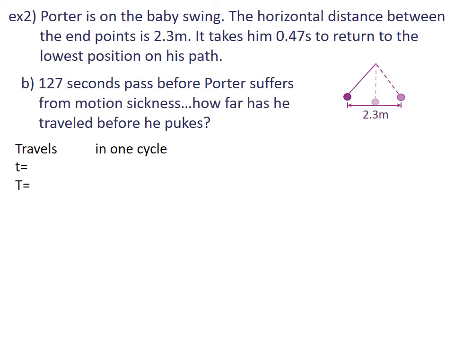Now for part B. 127 seconds pass before Porter suffers from motion sickness. How far has he traveled before he pukes? Going all the way from the back to the front is 2.3 meters, but that's only half of a complete cycle. So in one complete cycle, he travels 4.6 meters. We're told 127 seconds pass before he suffers from motion sickness, so that is our time, 127 seconds.